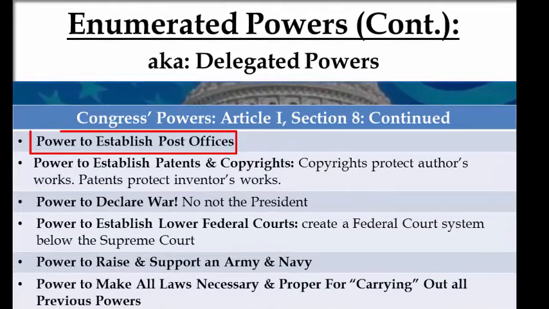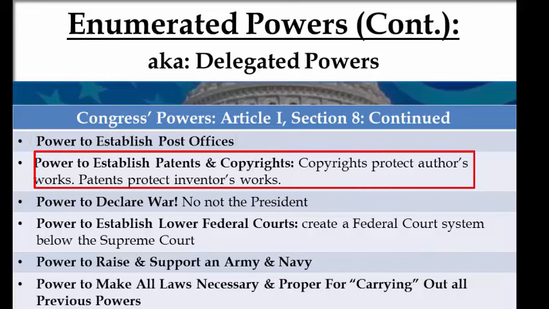Alright, our next round of congressional enumerated powers are the following. Establish post offices. I'm sure you're familiar with post offices, although not a lot of people are mailing letters anymore. Stupid email. Next, establish patents and copyrights. A copyright protects an author's work. So if you write a song or a book, the government protects it from being copied. Patents protect inventions. It's the same thing.